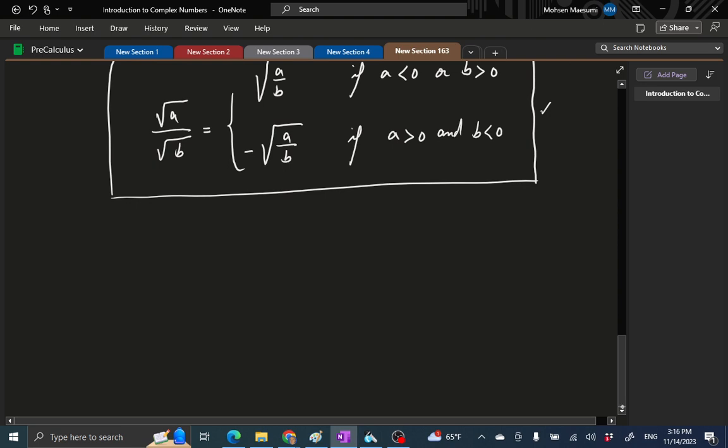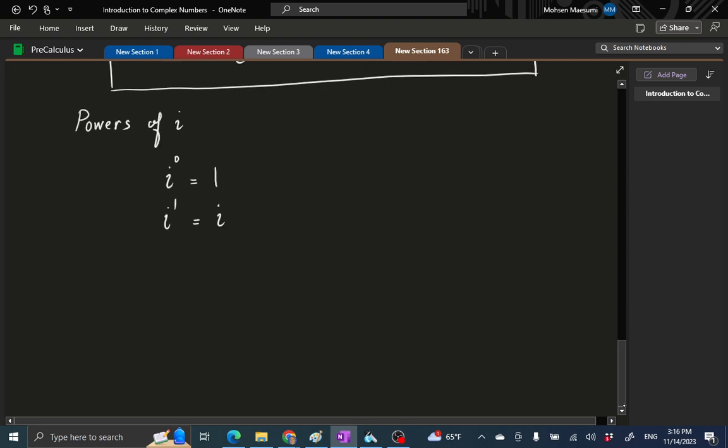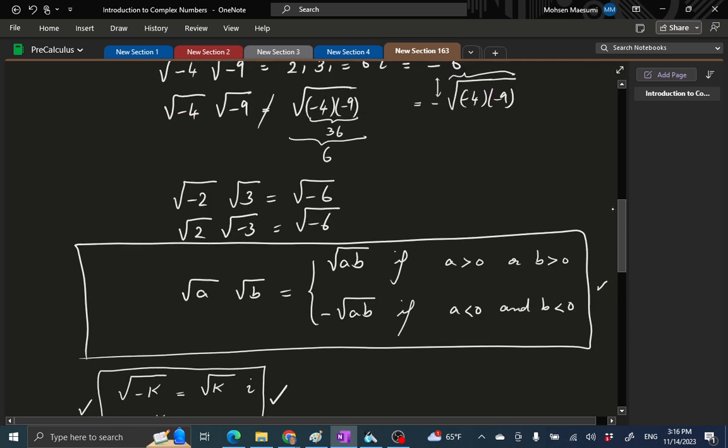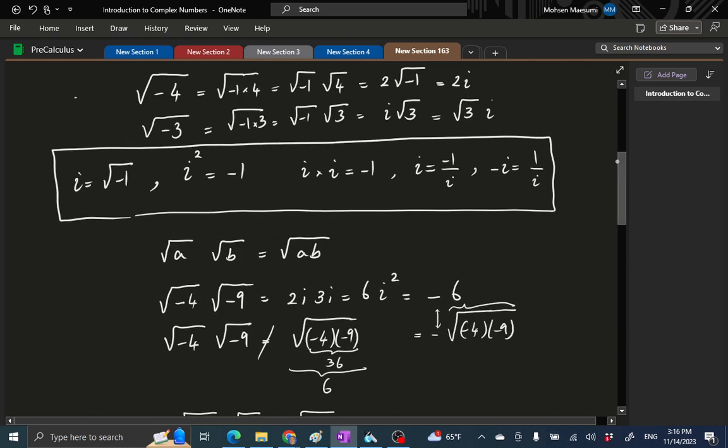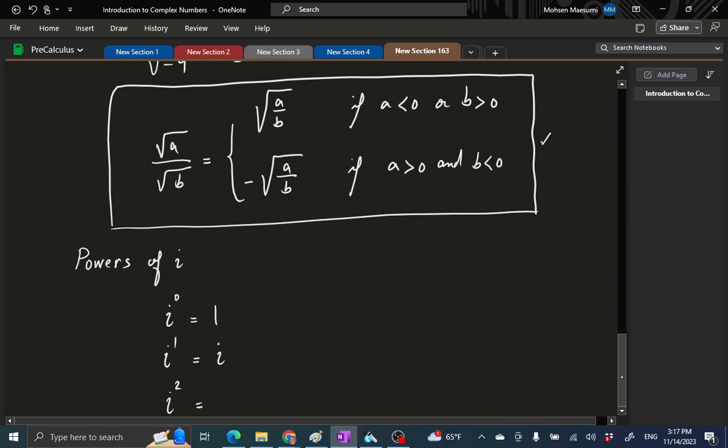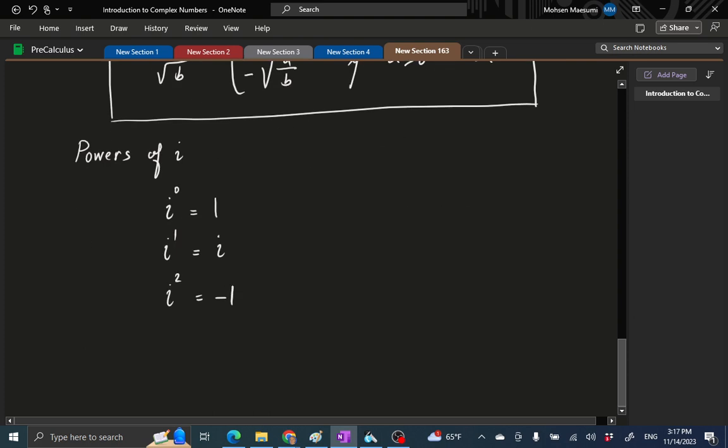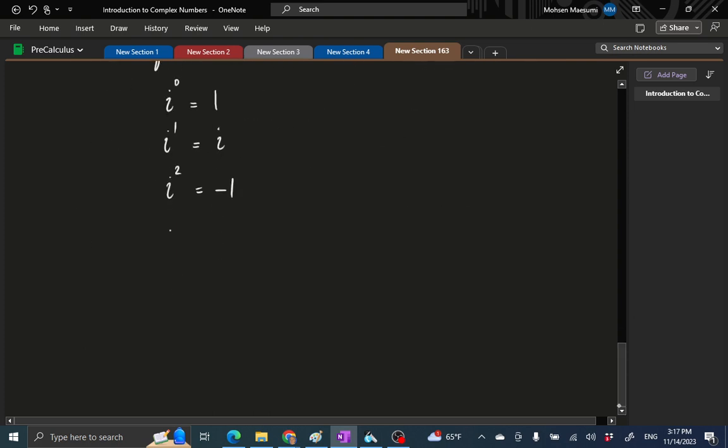Next item up is looking at powers of complex numbers, and let's start with the simplest of these, which is the powers of i. As usual, i to the power 0, like any number to the power of 0, is just 1, and i to the power of 1 is shorthand for just i itself, and i to the power of 2, well, that is the defining property of this whole thing. i to the power of 2 is -1, so that is our main property here. How about i cubed?